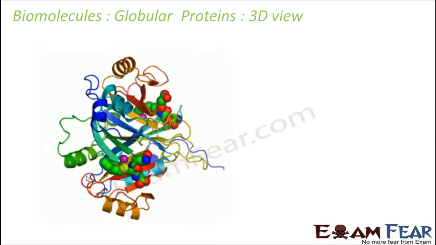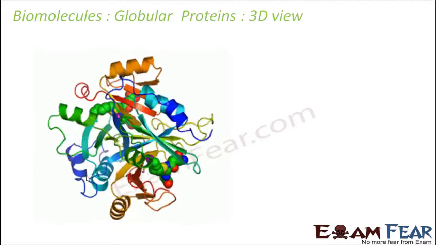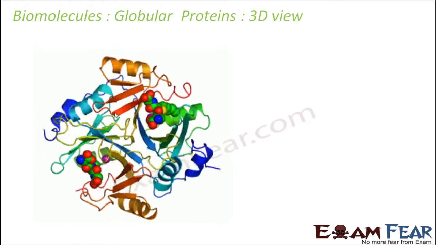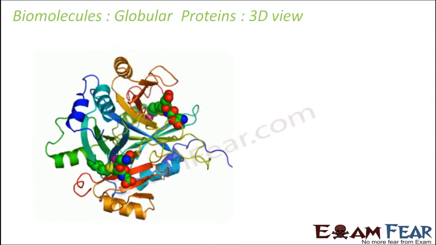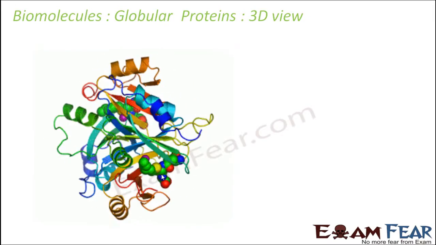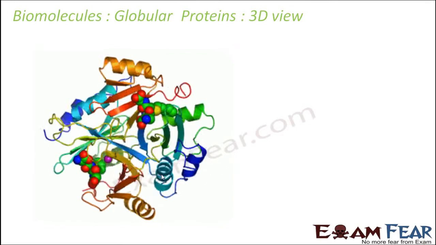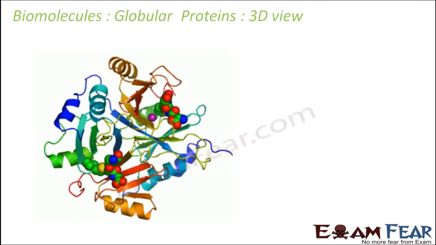Now let us look at a three-dimensional view of the globular protein. So this is how the globular protein looks. If you see, they are highly coiled, and this is the tertiary structure. I mentioned before also, when we talk about globular protein structure, mostly they are tertiary structure because one chain of polypeptides is fully coiled and interacting with each other, forming a structure like this.